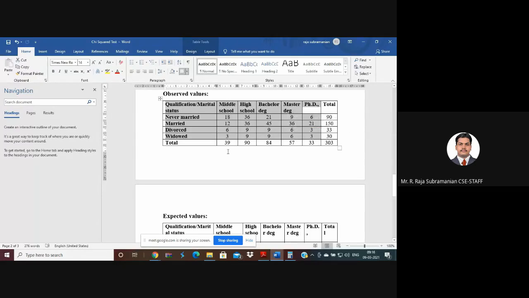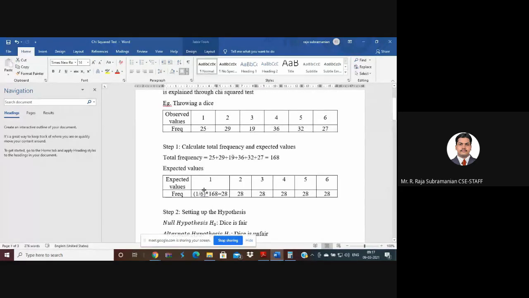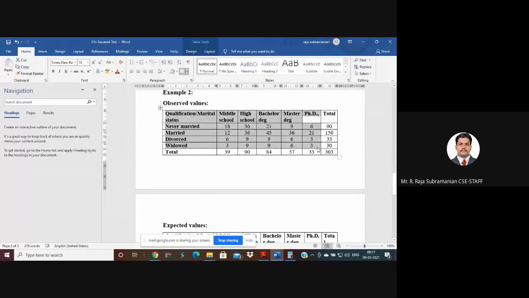Now you are calculating the total frequency on both ends, right? This is a different case of problem. In the die problem, you use the probability. If you see here, in the die problem, you were given the probability 1 by 6, and based on that, you calculated the expected values. But in a two-dimensional table like this, you need to calculate the expected values in a different way. How you will calculate it is, if I want to calculate this never married and middle school value, then I'll calculate that as 39 into 90 divided by 303, right? 39 into 90 divided by 303.